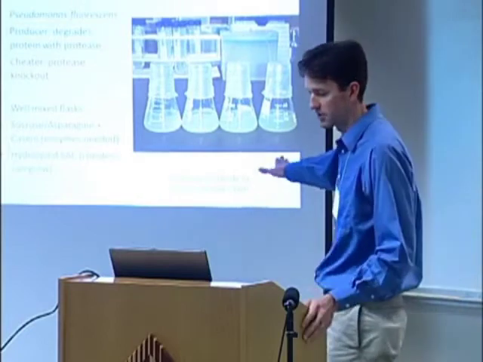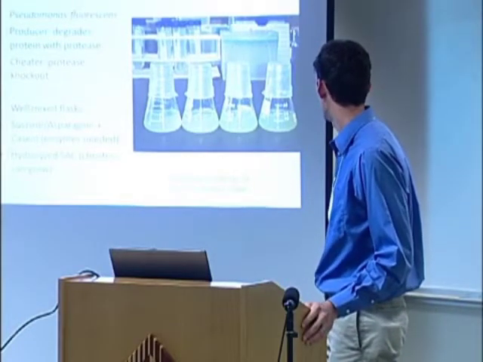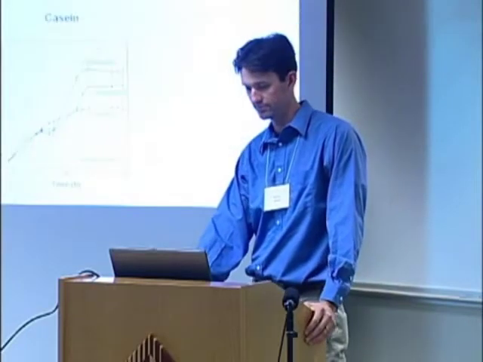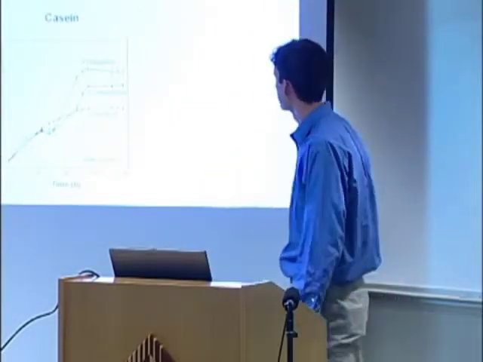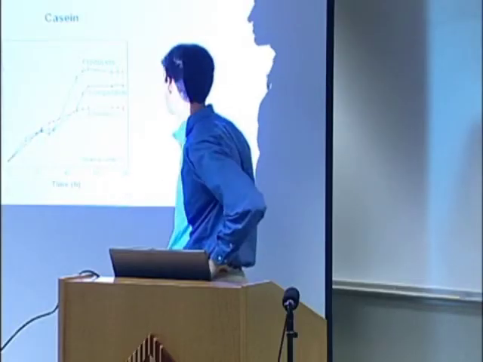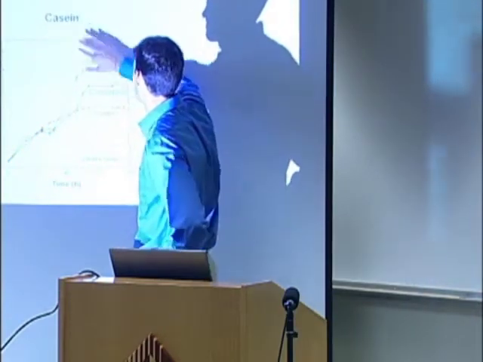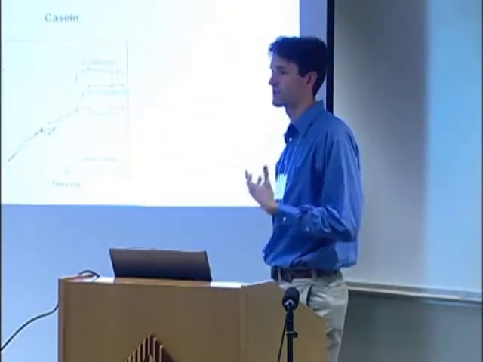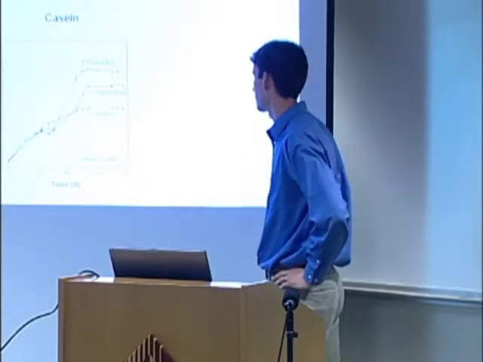This is work that I've done in collaboration with my lab and some undergraduates. Okay, so here are some data. What I'm showing you here is optical density as a function of time. Optical density is basically just a measure of biomass, the amount of cells in the media. In the red, we have the cheaters grown by themselves. In the blue, we have producers grown by themselves. And the purple is a 50-50 initial mixture of the two strains. This is shown on the casein-containing medium, so the medium that requires enzymatic activity for growth.